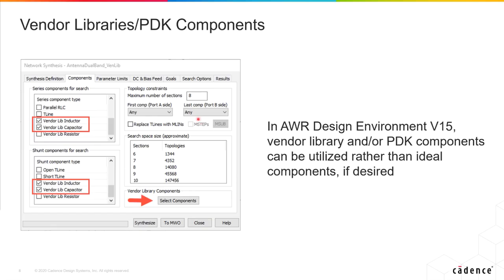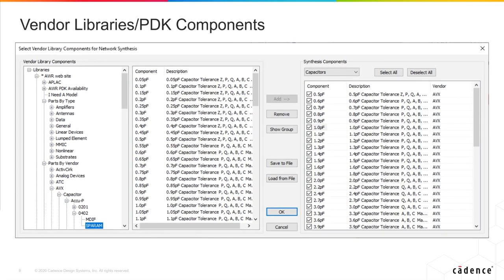You get the maximum number of sections up here. That stayed the same as before. And how do you select which components you want to use for your networks? Use the Select Components button, obviously, and that will bring you to the next GUI.